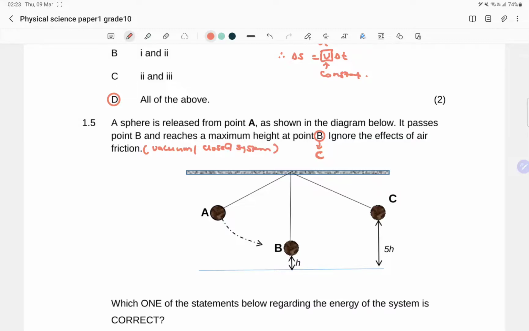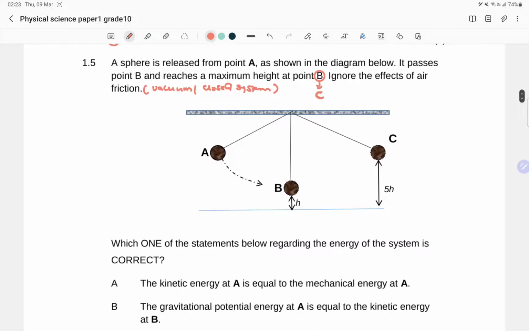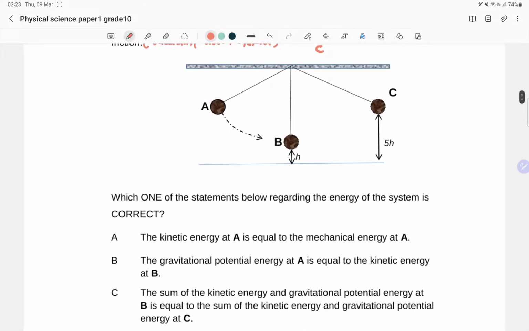You will hear about this a lot in grade 11 and grade 12. But all it means is that there are no external forces. Everything is the elements that you see portrayed in the diagram. Okay, so now it says, which one of the following statements regarding the energy of the system is correct?